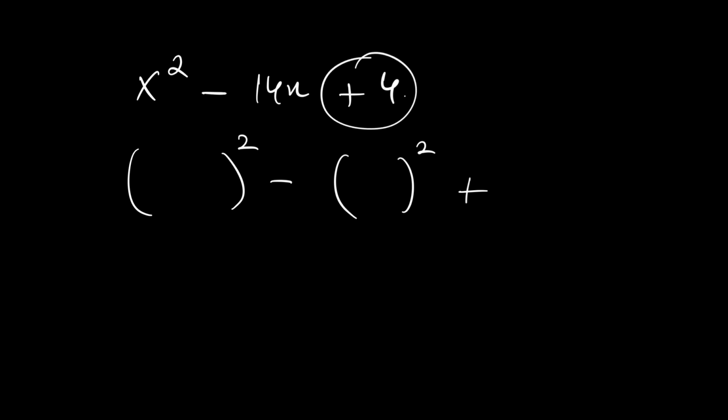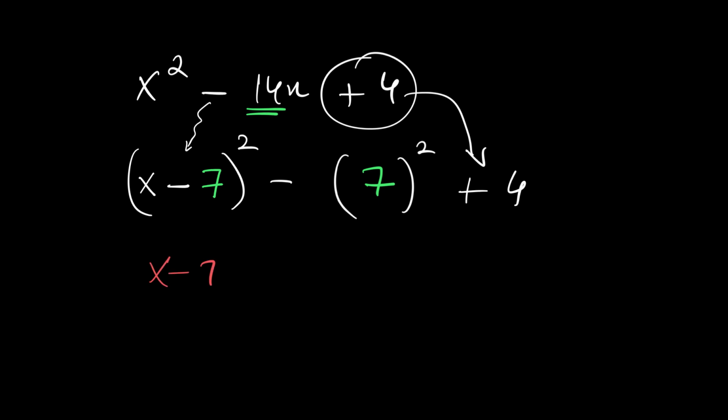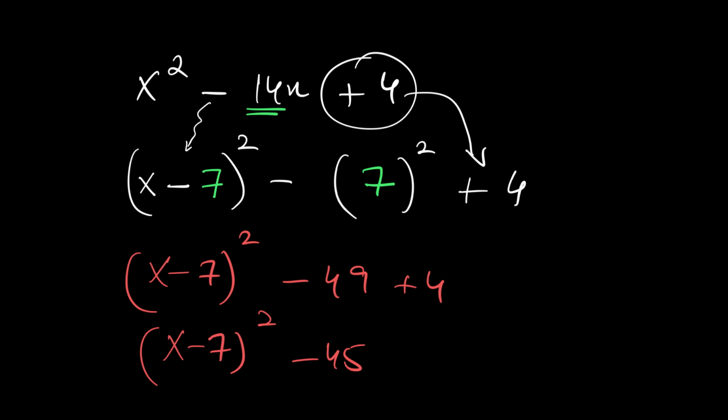Then, another example. Let's say you have x squared minus 14x plus 4. Big bracket square minus small bracket square plus the constant. The 4 comes here. In the big bracket the first thing is always x, the second thing is this sign. Then we halve this number and put it in both the brackets: 7, 7. So this becomes x minus 7 whole squared minus 49 plus 4. Simplify it: x minus 7 whole squared minus 45. That's it. Happy days.